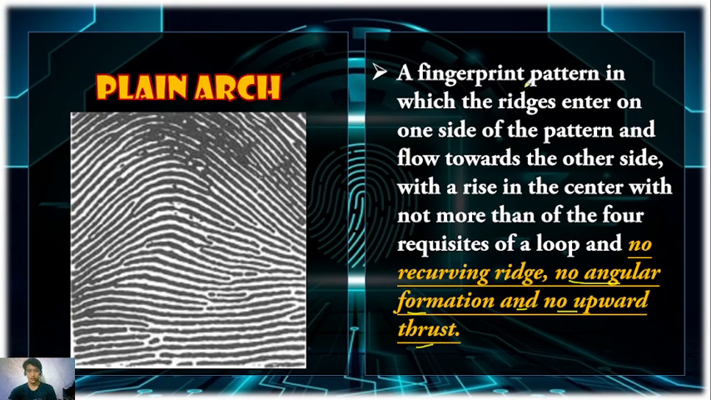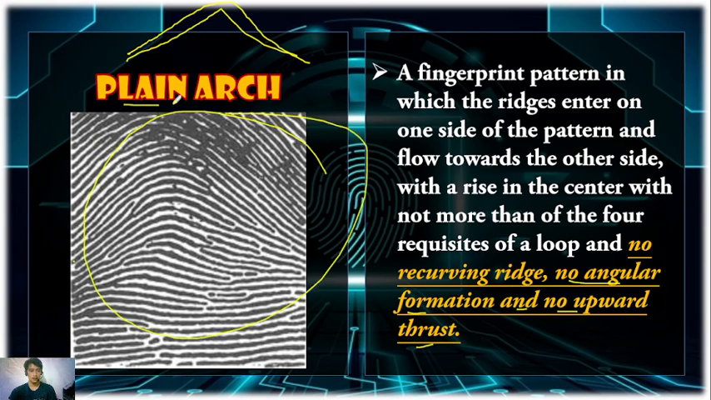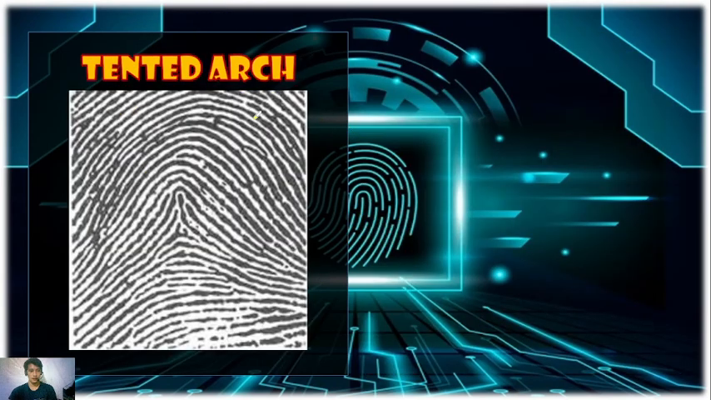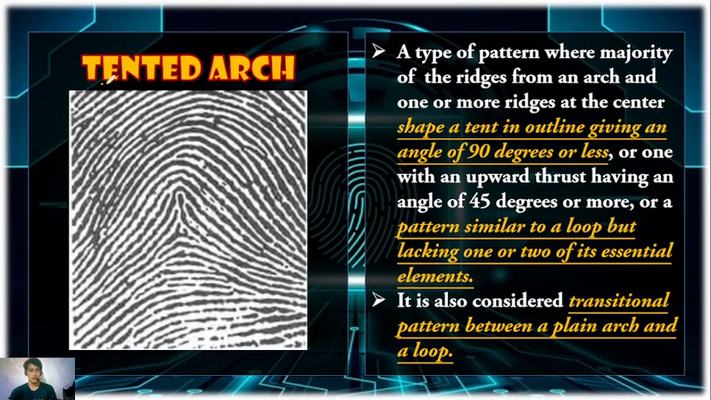tented arch. Okay, so this is a pattern in which the ridges enter on one side of the pattern and flow towards the other side, just like a pyramid or an arch, right? With a rise in the center, with not more than 4 requisites of the loop. And this illustration is a simple, perfect example of a plain arch.